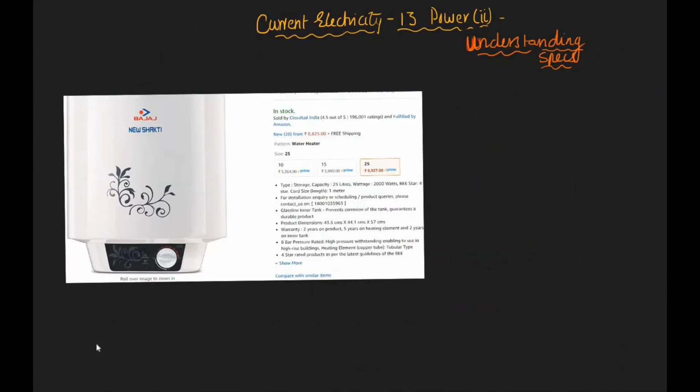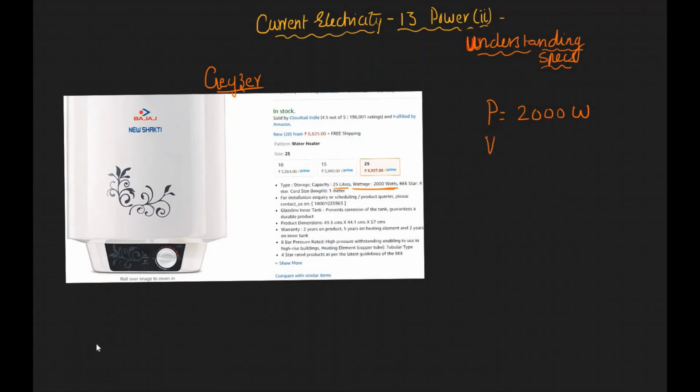Now let's try to understand the specification from a consumer point of view. So here is a specification of a geyser. You can see that this is a snapshot from Amazon, and it says wattage is 2000 watts for about 25 liters capacity.